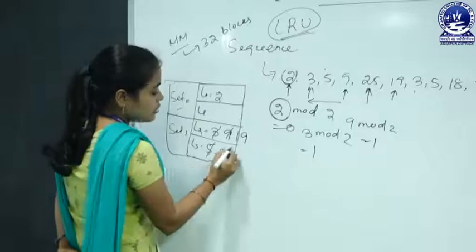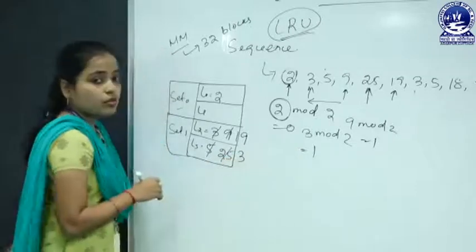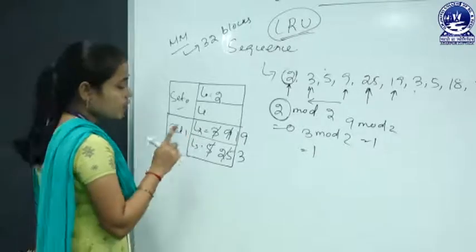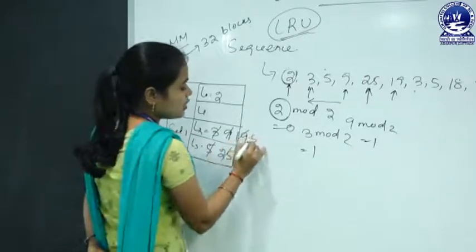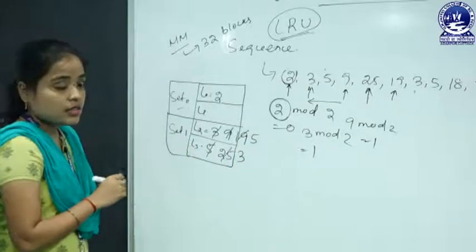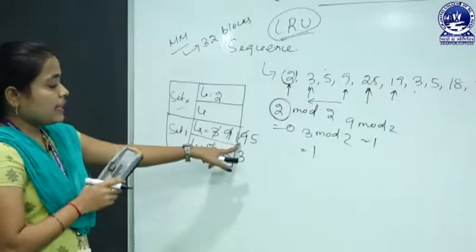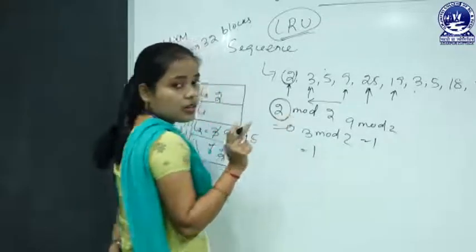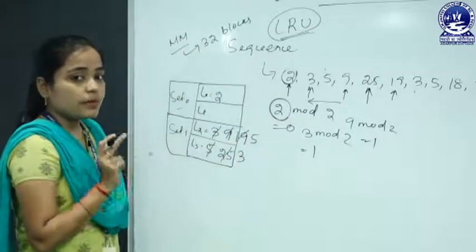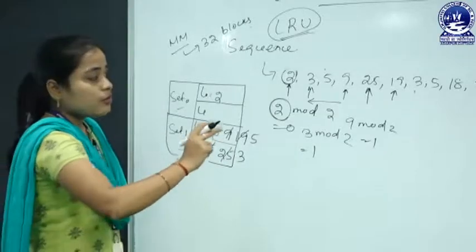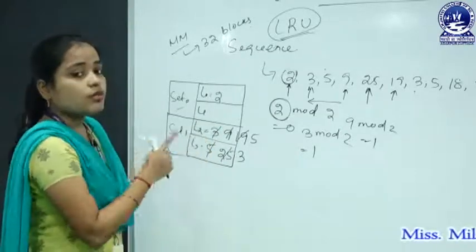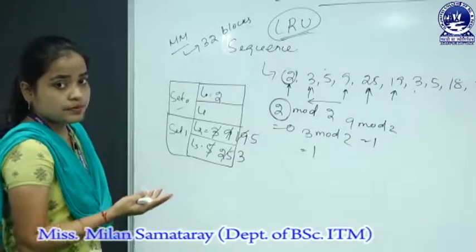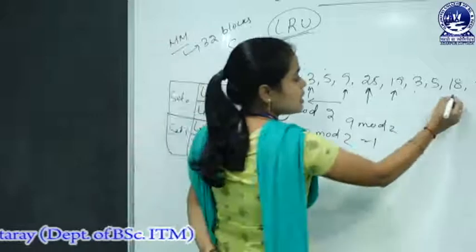Then 3. So 3 will replace this block 25, and the next one is 5. So 5 will replace this because this block 19 is the least recently used block. Whenever a new block comes and you have to use the replacement algorithm, you have to look into the previous blocks which were used. So the next block is 18.